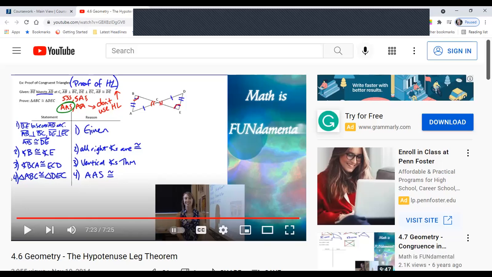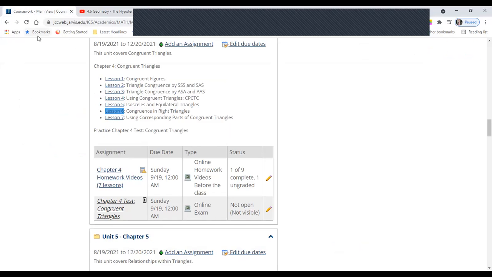Okay, so this lesson number 6 only explains the hypotenuse leg theorem, right?